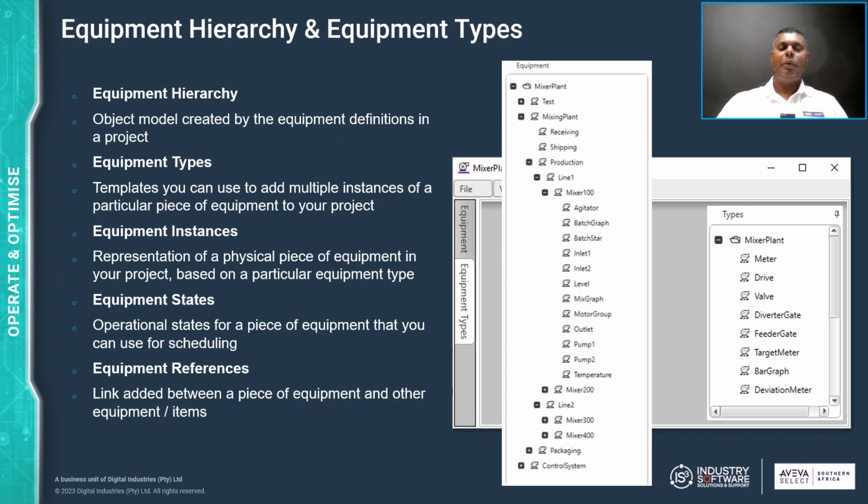This offers the following benefits. Minimal configuration is required to deploy multiple equipment instances. Configuration is consistent across multiple equipment instances. Equipment instances are automatically integrated into the project's equipment hierarchy. An equipment type maintains an association with each equipment instance that is created from it, allowing any changes to be easily applied across the entire project.